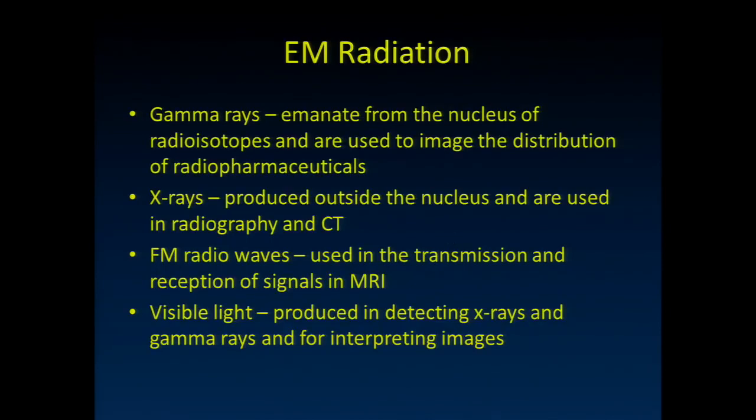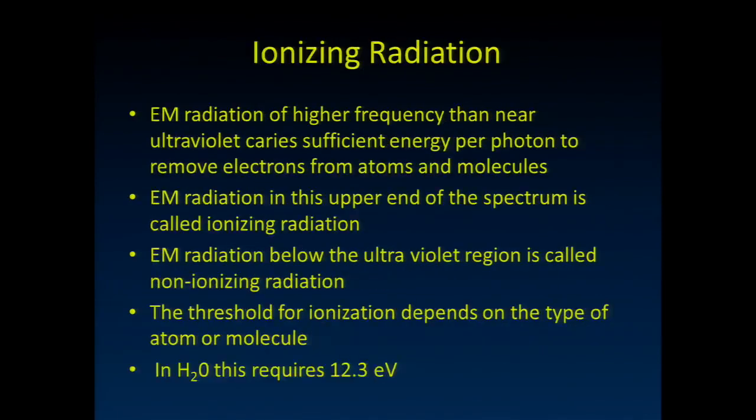The gamma rays are really emanated from the nucleus of radioisotopes, and we use them to make images of the distribution of those radiopharmaceuticals within the patient. So anything that's this electromagnetic phenomenon produced from the nucleus, we're going to call a gamma ray. And X-rays are produced outside the nucleus. We're going to talk about how we get those in an X-ray tube, but we use them in radiography and CT. We've already mentioned the radio waves and visible light.